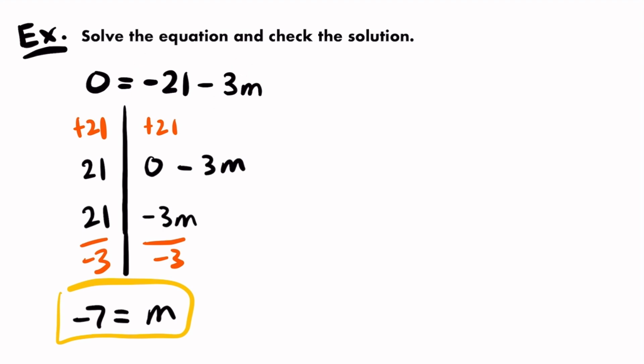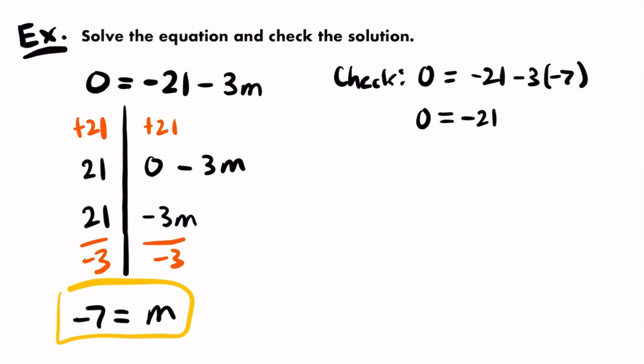But let's check it. Let's make sure we did our work correctly. If we plug -7 in for m, we'll get 0 is equal to -21 minus 3 times -7. And -3 times -7 would be +21. So we have 0 is equal to -21 plus 21. And -21 plus +21 is 0. So we get 0 equals 0, which is a true statement. So that means that -7 is the solution to this equation.